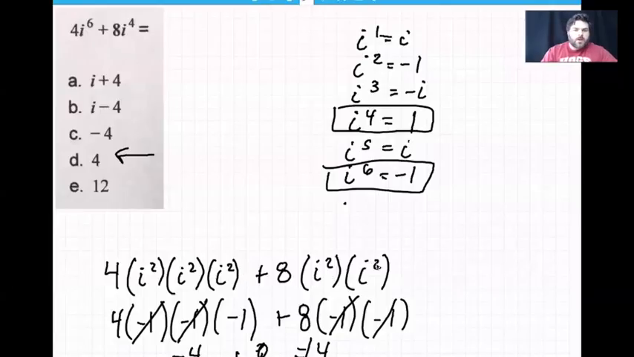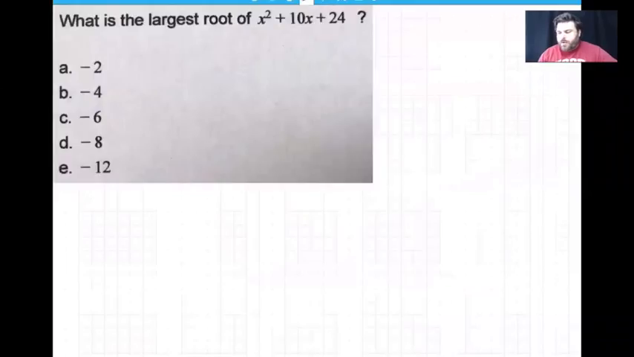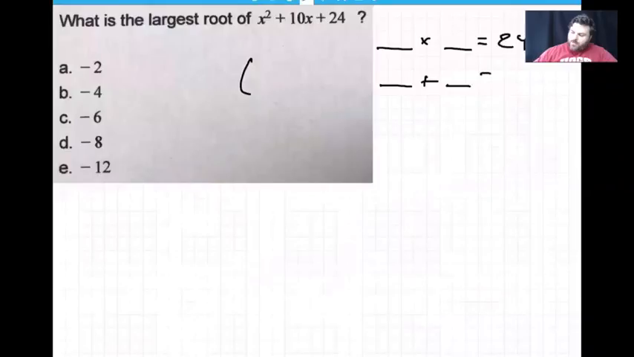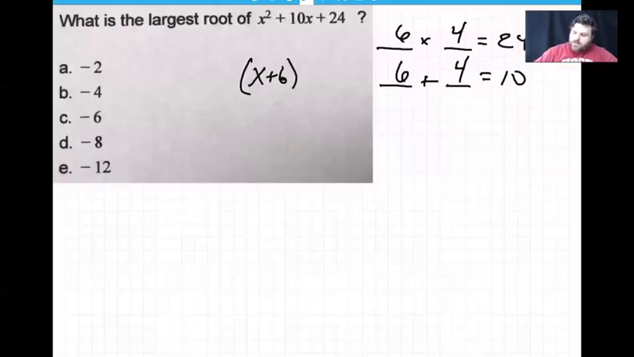Okay, so moving on. What is the largest root of x squared plus 10x plus 24? All right, so we're looking for the largest root here. So I would try to factor this thing. We're looking for numbers that multiply to equal 24, that add to equal 10. Numbers that multiply to be 24, that add to be 10. I think that's going to be 6 and 4. Okay, yeah, 6 and 4 multiply to be 24, they add to be 10. Means I get an x plus 6 times an x plus 4.